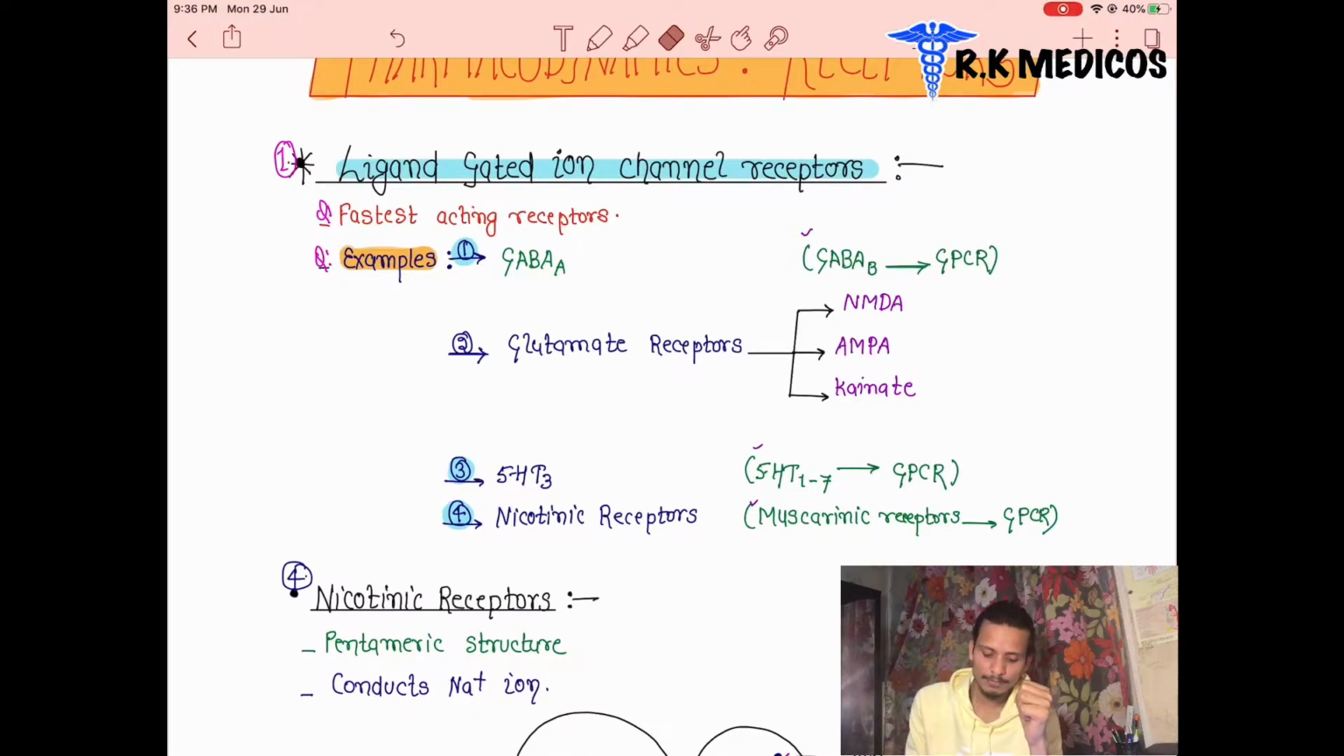Now you can tell me which GABA is a ligand gated ion channel, GABA A or GABA B?